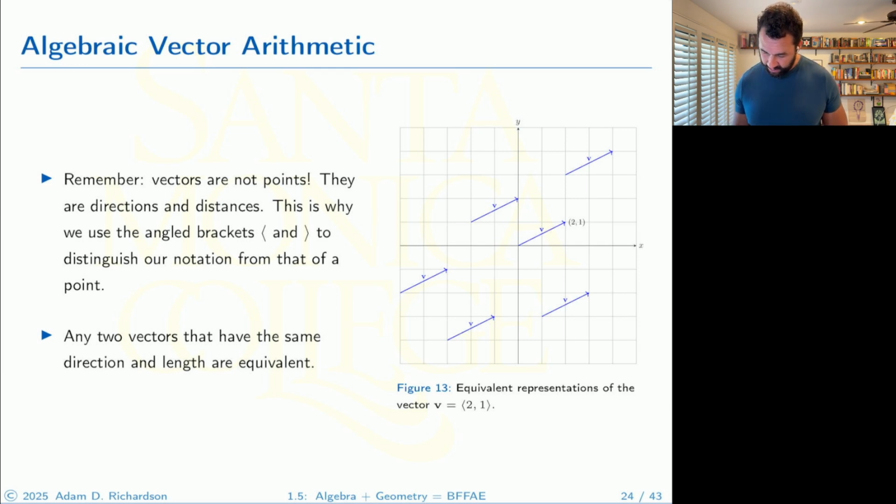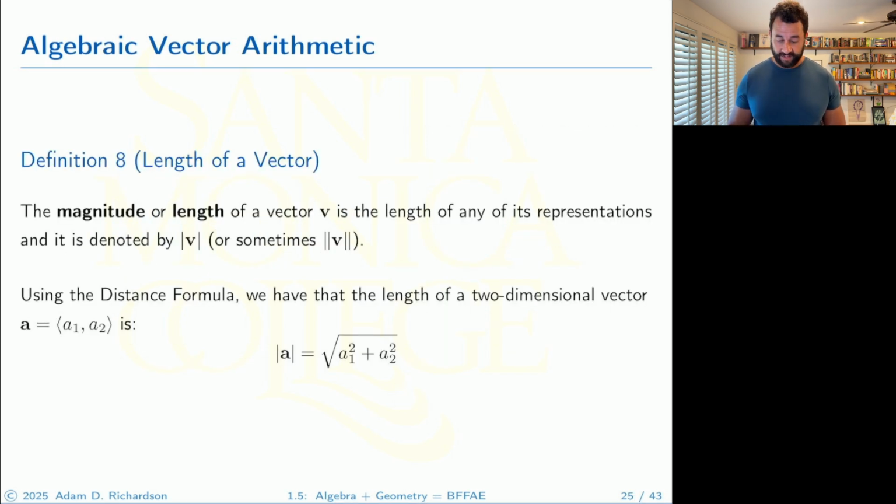All right. Now that we have an algebraic way of talking about vectors, we have an algebraic way of talking about the length of a vector. And here it is. This is going to look familiar. The magnitude or the length of a vector is the length of any of its representations. And we denote it using the absolute value bars. Once again, it's like the distance, right? The distance from the tip to the tail, or the tail to the tip, I should say. Doesn't matter, it's distance. Sometimes books will use this double absolute value bar.